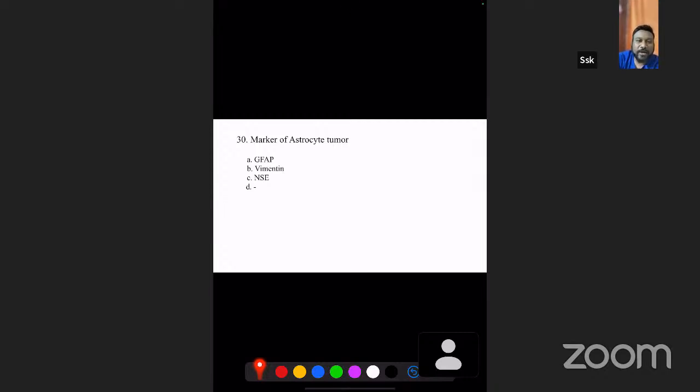Marker for astrocyte tumor. It is very straightforward. Glial fibrillary acidic protein. So GFAP is the marker for astrocyte tumor. Term removed from WHO classification. Probably they knew the answer, so that is why they have given only option A, that is gliomatosis cerebri. There is no longer a term called gliomatosis cerebri in the recent WHO classification.